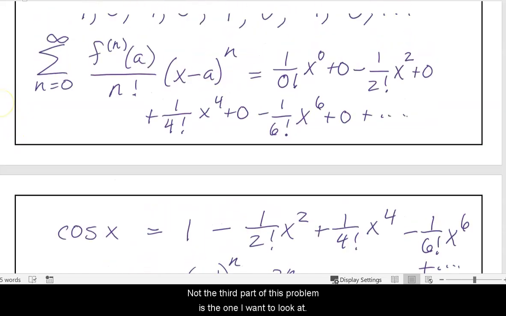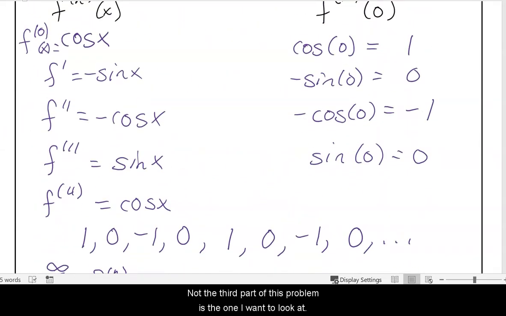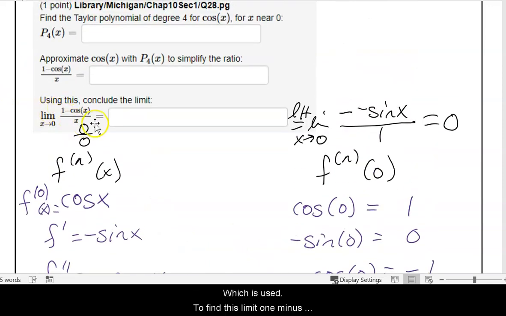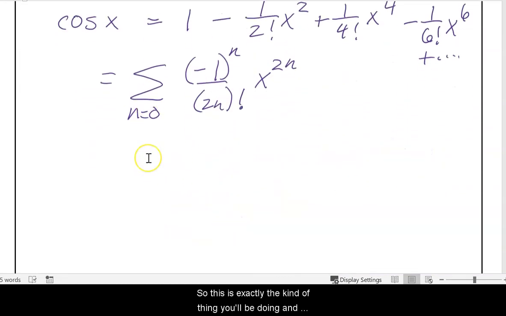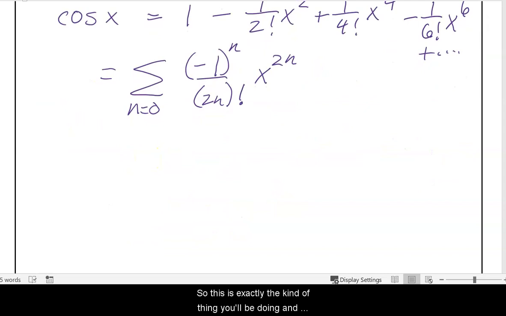Now, the third part of this problem is the one I want to focus on, which is use that to find this limit, 1 minus cosine of x over x. So this is exactly the kind of thing you'll be doing in section 6.4, in addition to binomial series. So I want to use that to find the following limit.